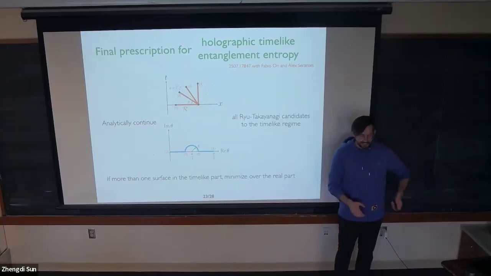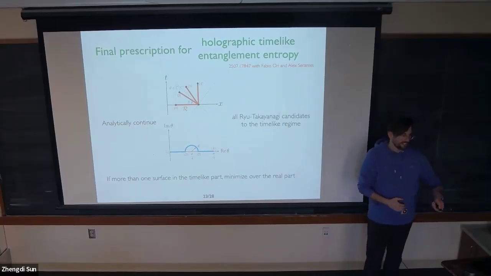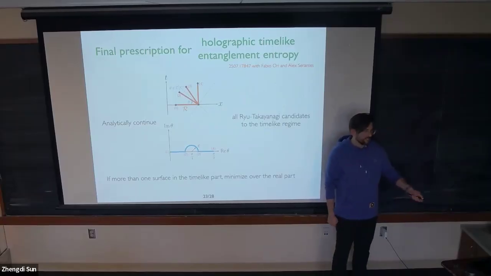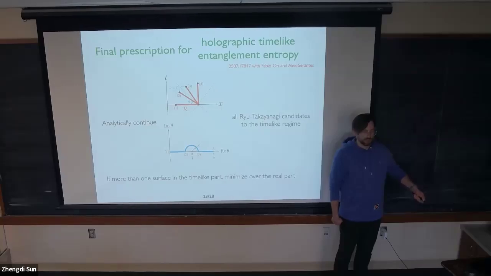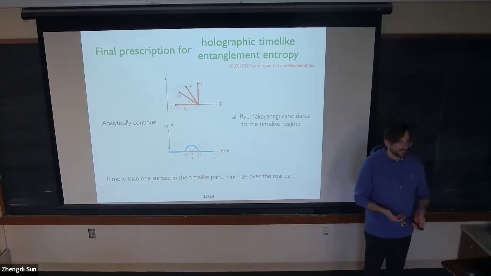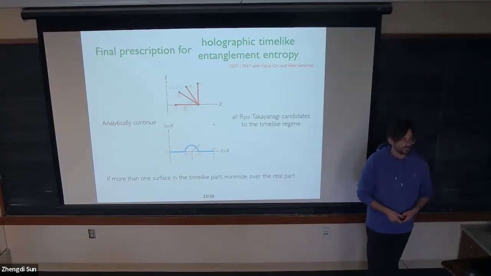So the final prescription, and that's basically where I'm going to finish because I'm not going to have time to go through the visitor part. The final prescription for holographic time lag entanglement entropy is to analytically continue all Ryu-Takayanagi candidate surfaces to the time lag regime, and if more than one surface exists in the time lag part, minimize over the real part. And in all the examples that we studied, this way of proceeding gives a self-consistent and reasonable definition of holographic time lag entanglement entropy. So that's a good point to break and take any questions.